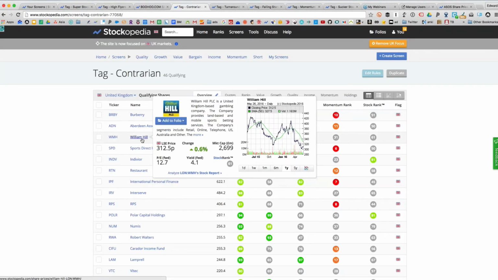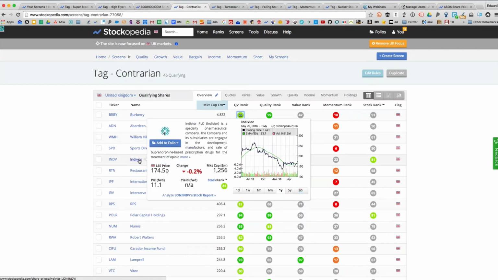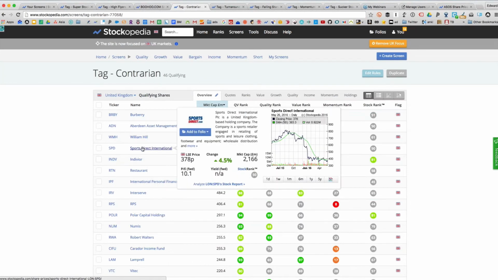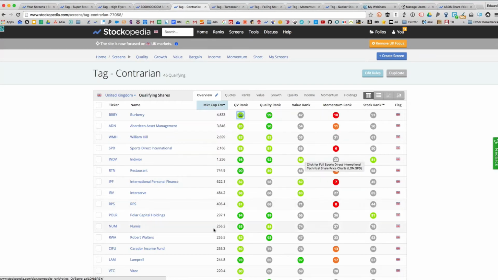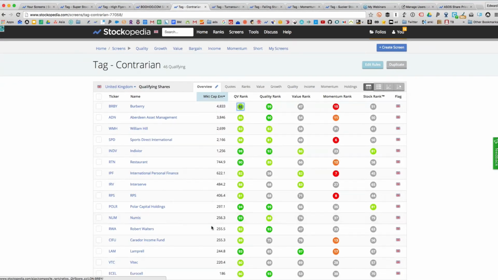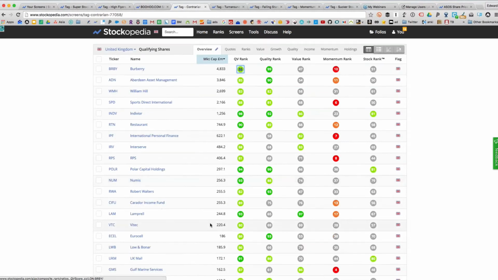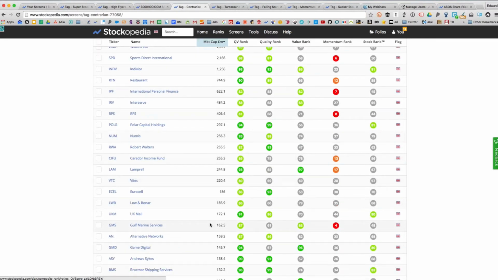William Hill, the bookmaker. Indivior, another share, very contrarian. Sports Direct. As you look at the hover chart, you can see a lot of these have had recent slumps in fortune. So you look at a list like this and you think, crikey, that is a contrarian list. Again, psychologically, some of these kinds of shares can be awkward to buy or own.